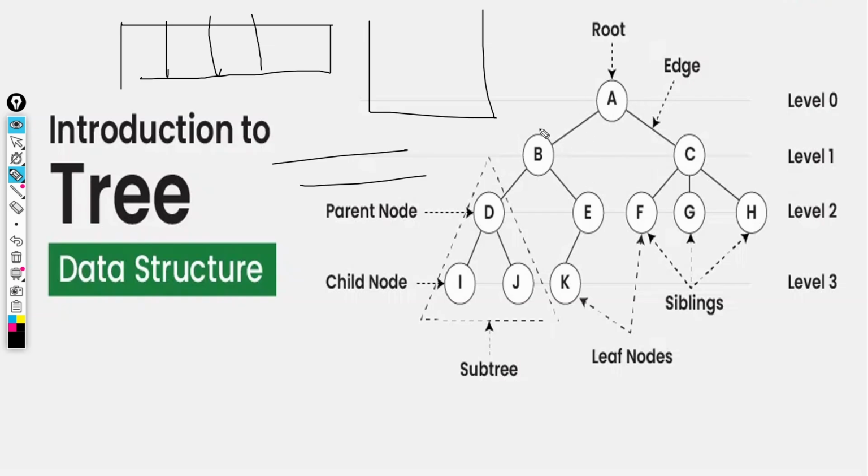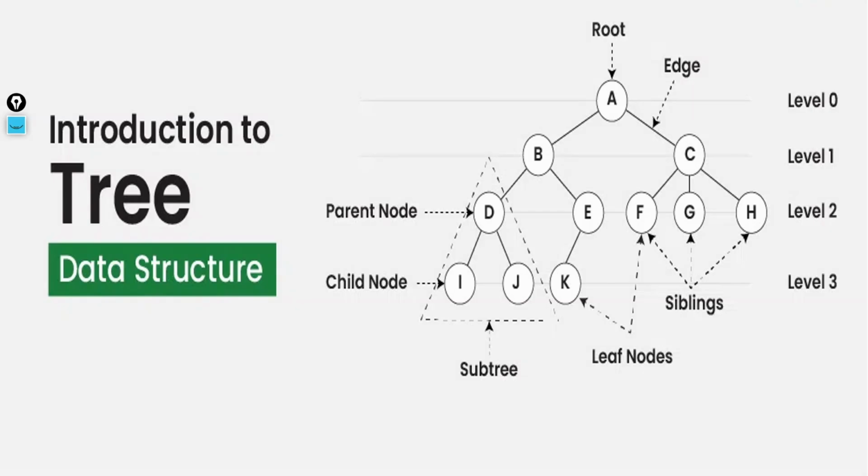So all these circles here are nothing but nodes, and they are connected by the edges. A node is nothing but an entity that contains a value and pointers to its child nodes. So if we consider this node A, it will have its own value. Let's say it has a value 4, and it will contain two pointers which will point to the address of its child nodes. One pointer will point to the address of node B and one pointer will point to the address of node C. So this is basically a node.